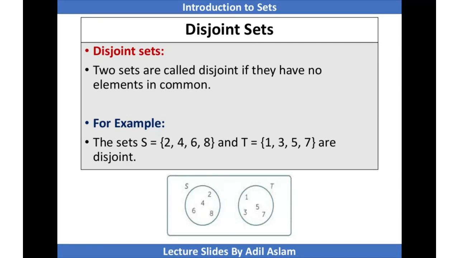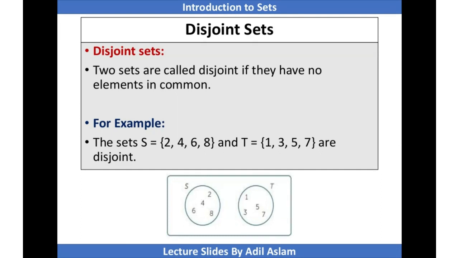Now, the space that is remaining outside these two circles within the rectangle will represent the elements that are within the universal set but are not found inside the two sets we are talking about, for instance, S and T. We're going to see an example of that. So you can put all the elements that are not within T and S, but are part of the universal set.